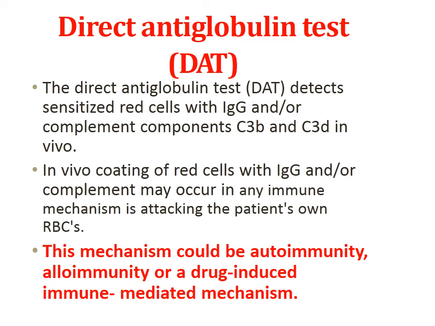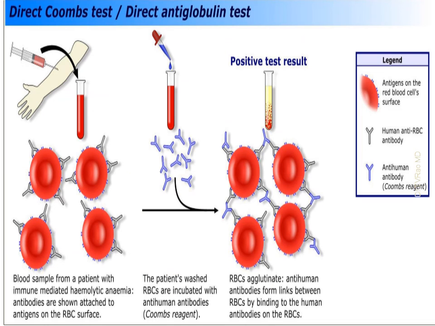The direct antiglobulin test detects red cells sensitized with IgG or complement components C3b and C3d in vivo. In vivo, coating of red cells with IgG or complement may occur in any immune mechanism attacking the patient's own RBCs. This mechanism could be autoimmunity, alloimmunity, or a drug-induced immune-mediated mechanism. So this is how direct Coombs test works.